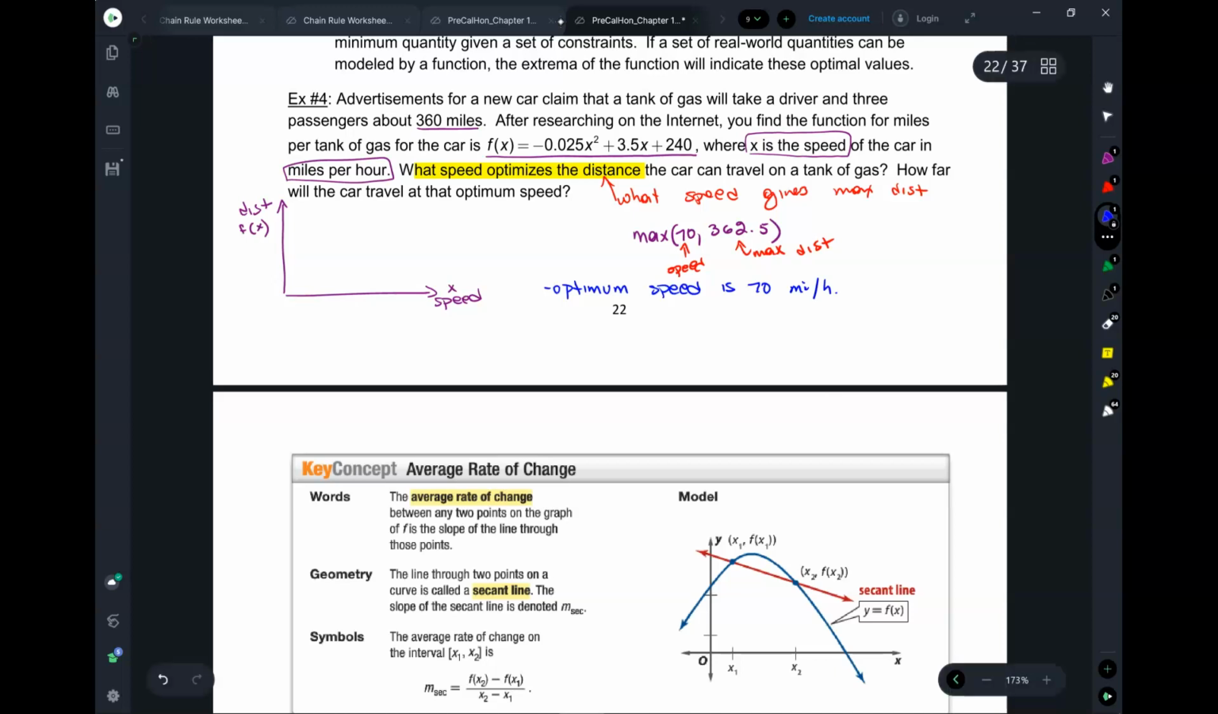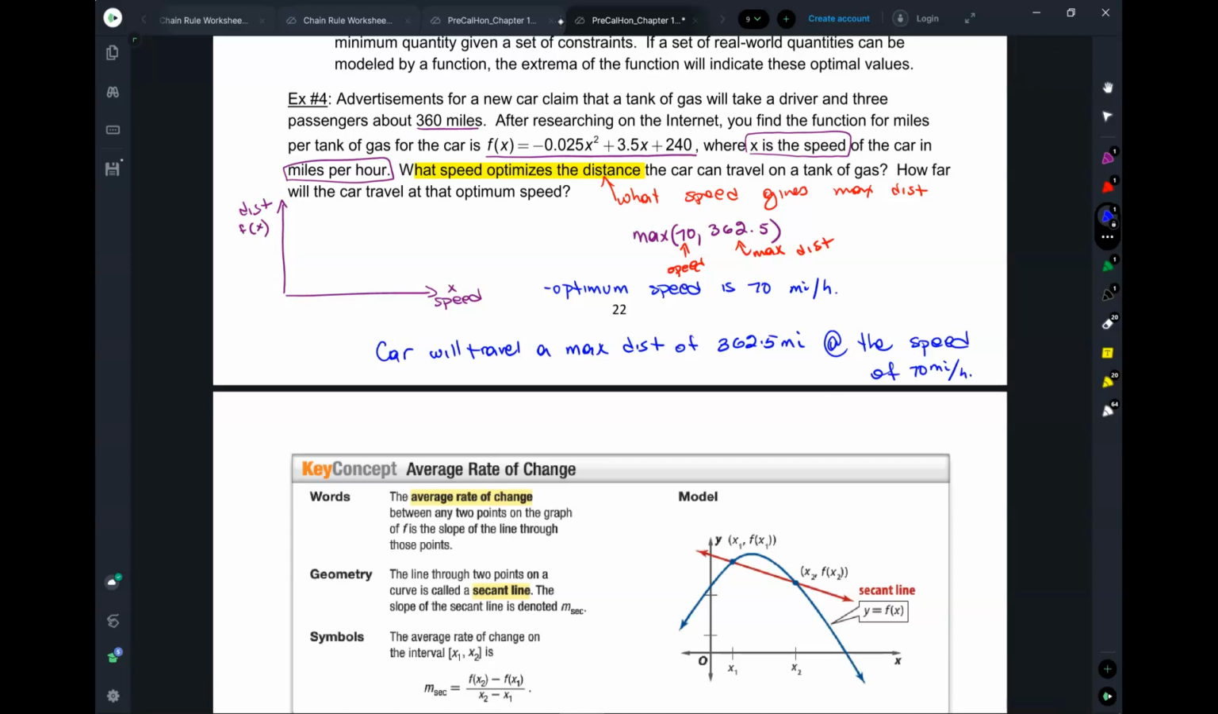Okay, so the car will travel a maximum distance of 362.5 miles at the speed of 70 miles an hour. Okay? So, what can you keep out of this and what can you not keep out of this?